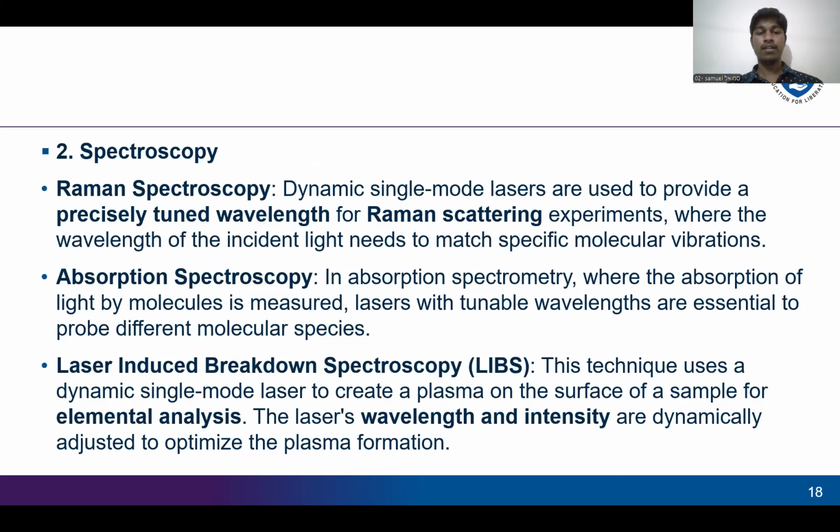Spectroscopy. Raman spectroscopy. Dynamic single mode lasers are used to provide a precisely tuned wavelength for Raman scattering experiments, where the wavelength of the incident light needs to match specific molecular vibrations. In absorption spectroscopy, where the absorption of light by molecules is measured, lasers with tunable wavelengths are essential to probe different molecular species. This technique uses dynamic single-mode lasers to create a plasma on the surface of a sample for elemental analysis. The laser wavelength and intensity are dynamically adjusted to optimize the plasma formation.